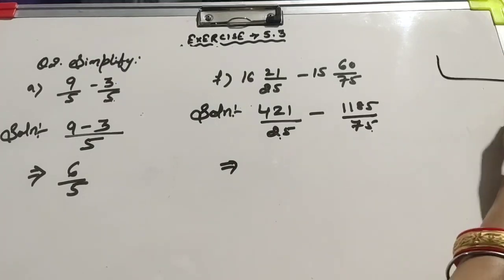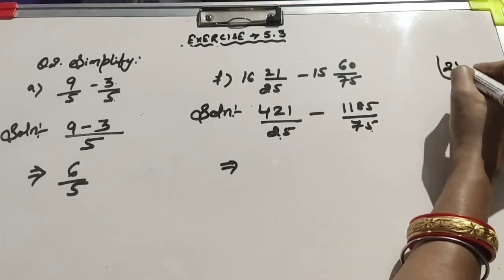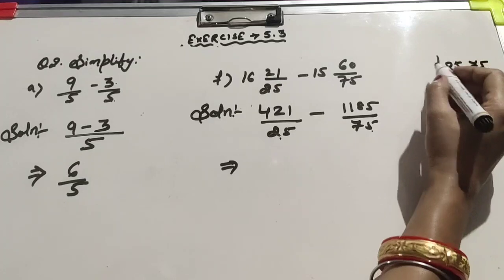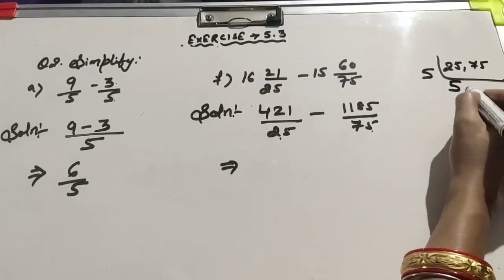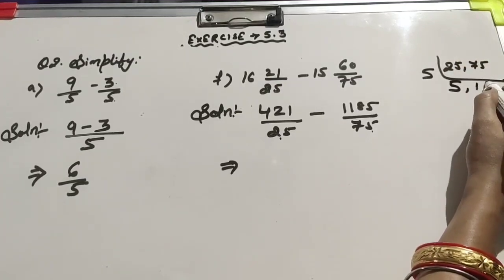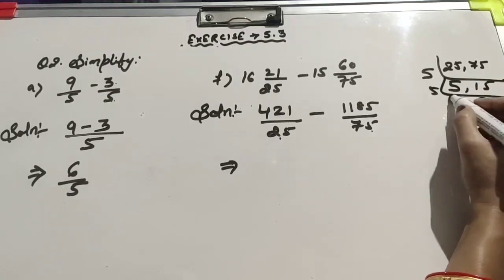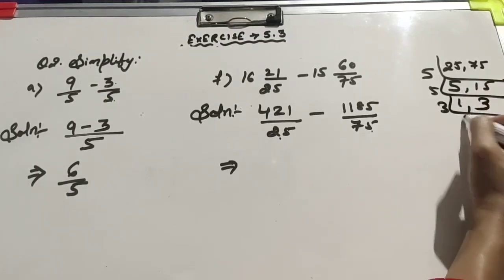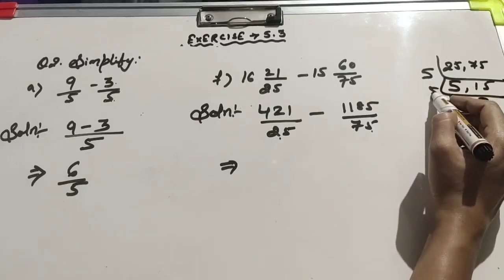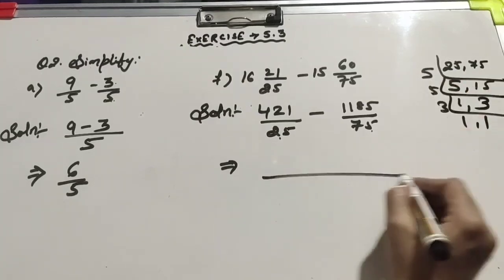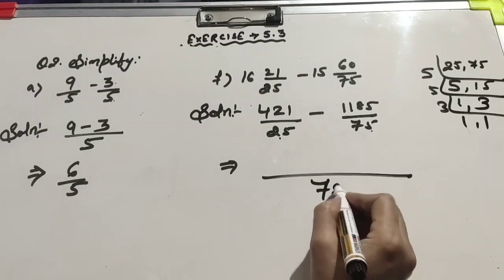So this is my rough page where I will do 25 and 75. First of all go with the 5 table: 5 5s are 25, 5 1s are 5, 5 5s are 25. Again go with the 5 table: 5 1s are 5, 5 3s are 15. Now 3 1s are 3. So 5 5s are 25, 25 3s are 75. 75 is our LCM.